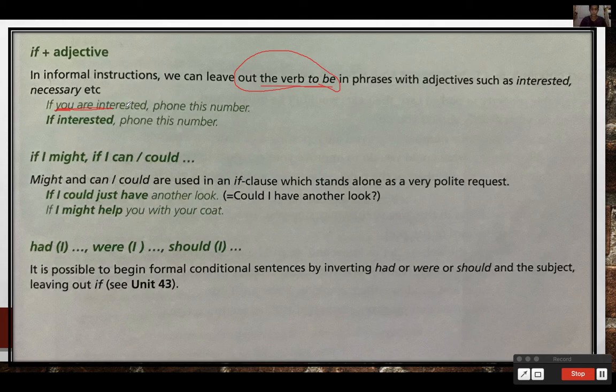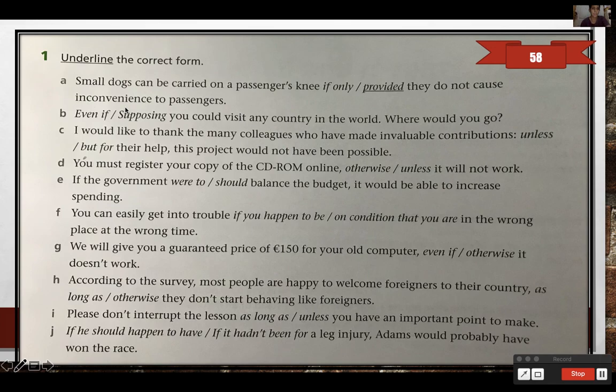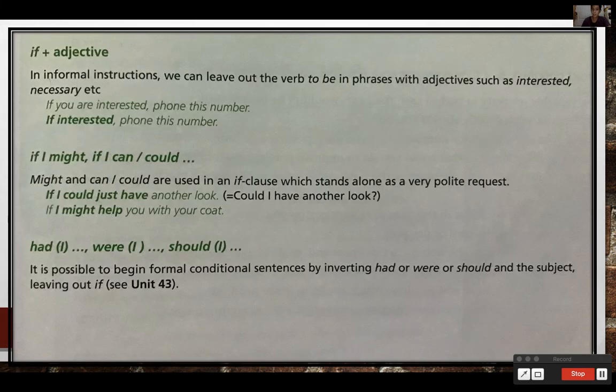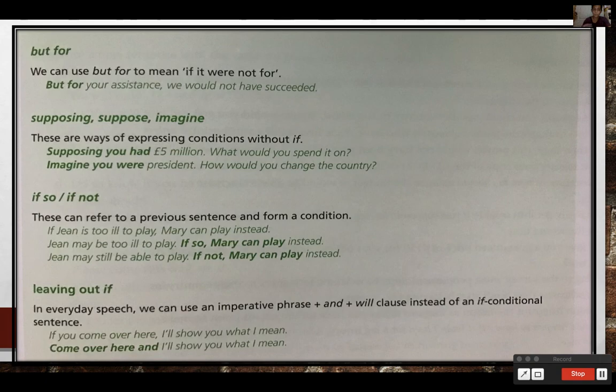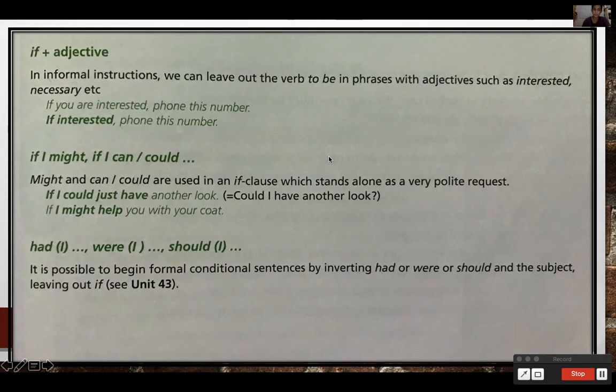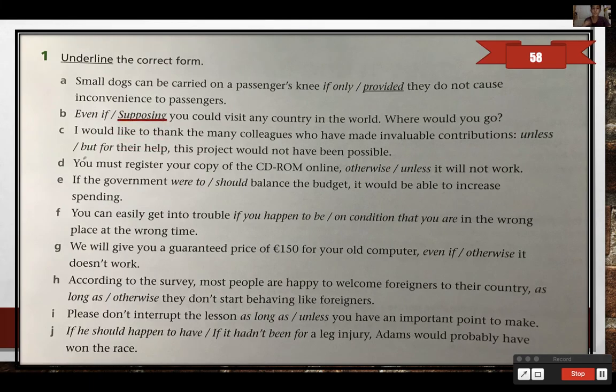Okay, so that is the most important of those topics. Now, let's practice. Underline the correct form. Small dogs can be carried on passengers' knees only provided they do not cause inconvenience to passengers. Okay, even if or supposing you could visit any country in the world, where would you go? There are ways to express conditions. What would you spend it on? Supposing you could visit any country in the world, where would you go?